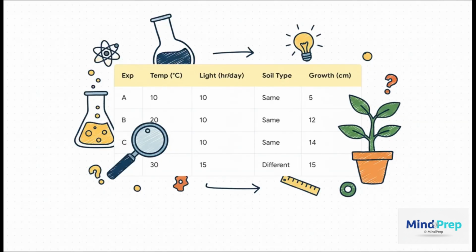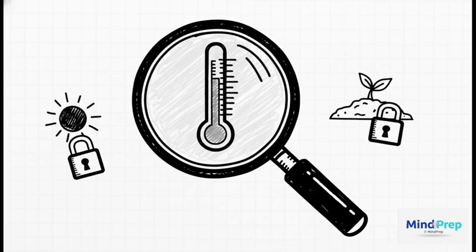All right, so here's a chart that looks a lot like what you'd see on the test. We've got 4 different experiments, A, B, C, and D, with different conditions. Don't let the numbers scare you. We have one mission here. Find the setup that best tests our question about temperature. So let's put on our detective hats. We are hunting for the experiment, or set of experiments, where only the temperature column has different numbers. The columns for light and soil type, they need to be identical all the way down. Let the process of elimination begin.